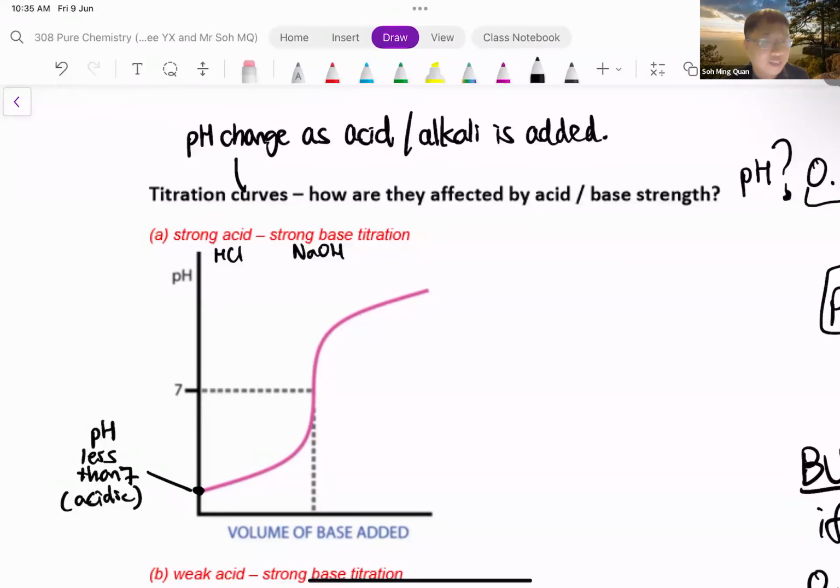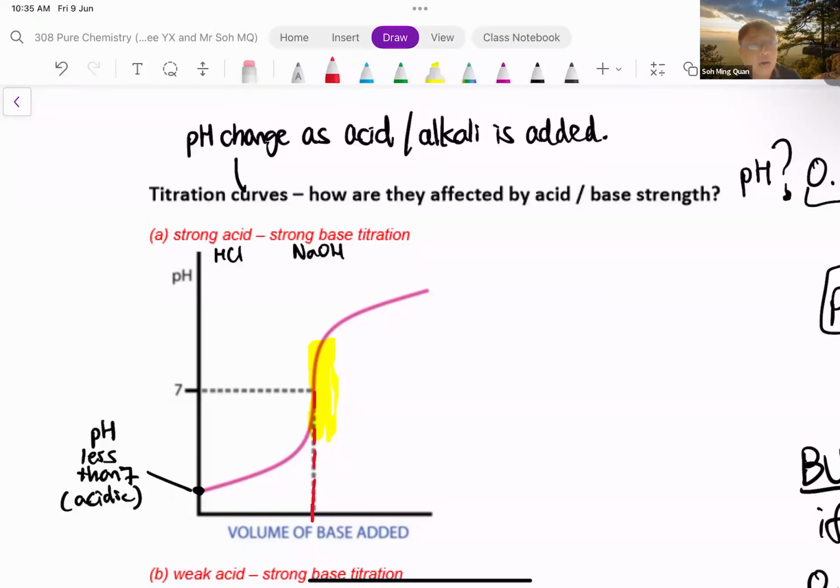But all of a sudden, as you near the end point, you must get very, very careful and add your alkali drop by drop. The reason is because there comes a point whereby the pH changes suddenly. And you can see this from the graph. The pH shoots up almost vertically. So this point is where the titration is complete. So the titration is complete at this particular volume of alkali.